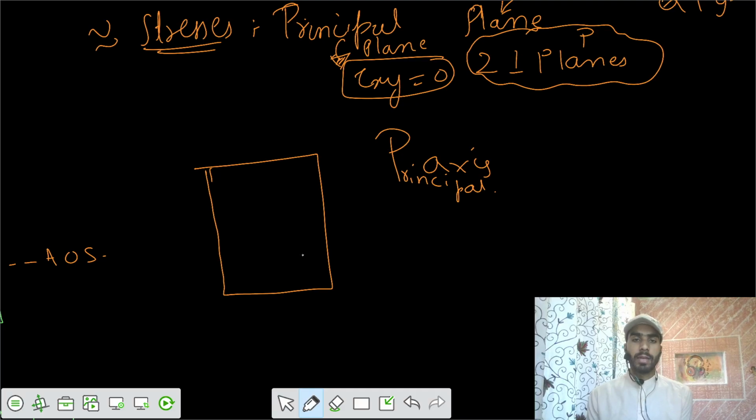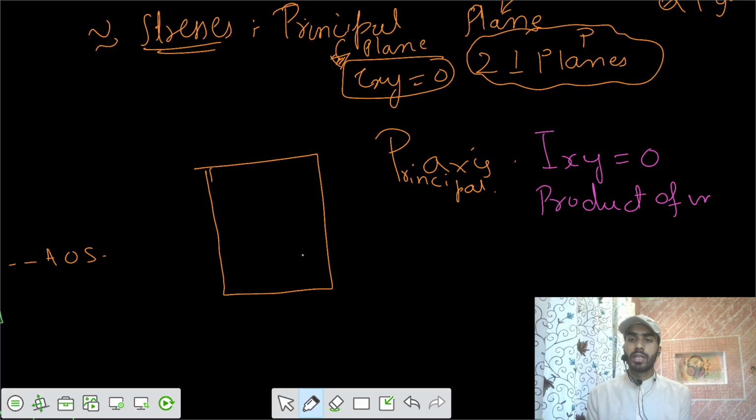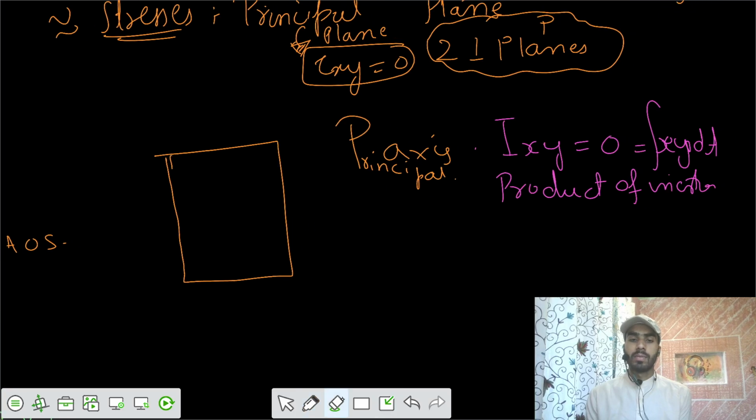We say that if there is some axis where your product of inertia is 0, that's equal to integral xy dA. If that equals 0, then we say that axis is a principal axis. And usually the axis of symmetry is the same as the principal axis. Let's call it principal axis 1.